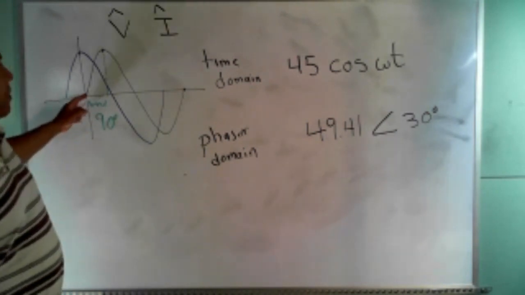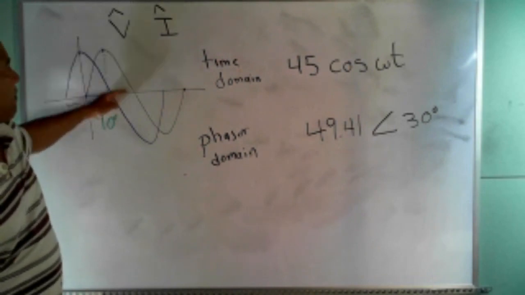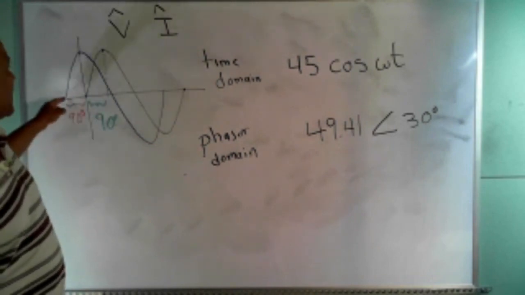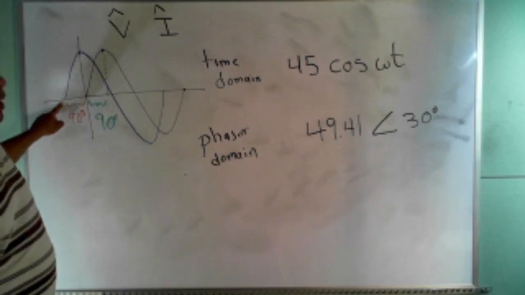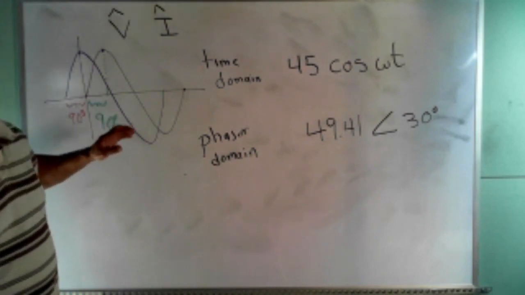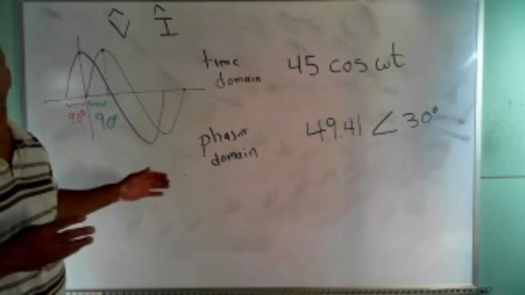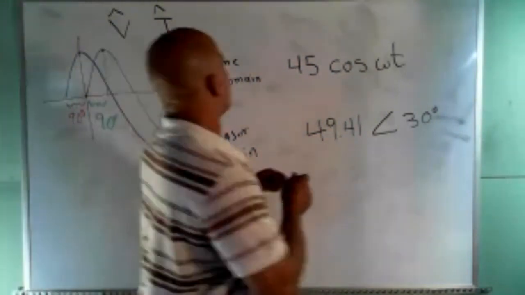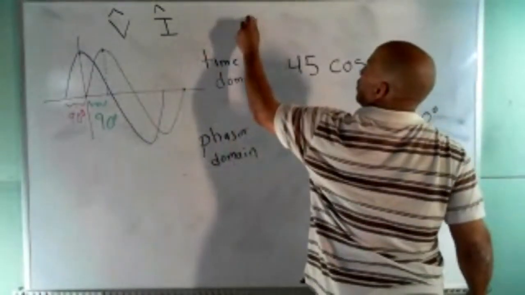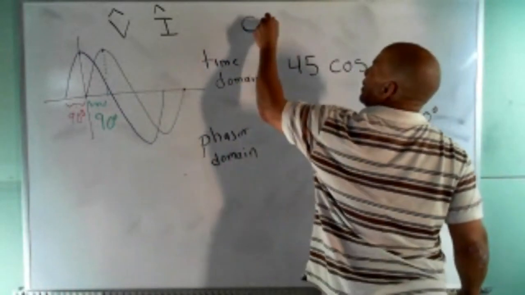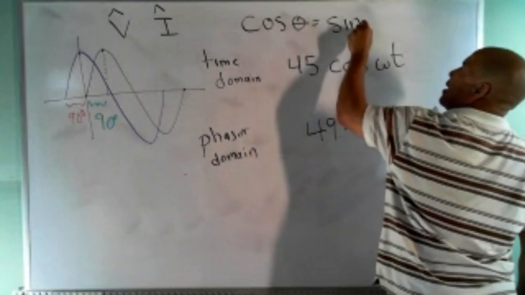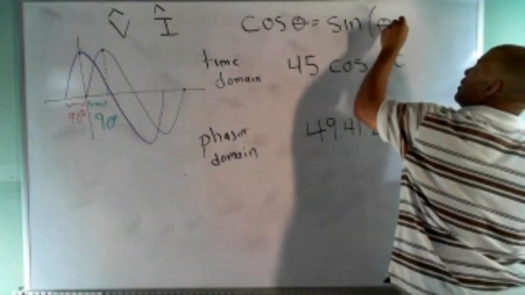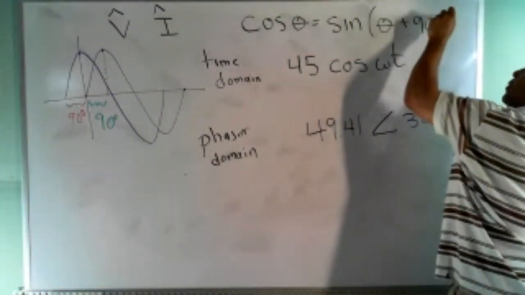If you think about it, here's a sine wave. Now, I don't know if you know a cosine wave, but when I shifted that over 90 degrees, that's a cosine wave. So a cosine wave, all it is is a sine wave shifted by 90 degrees. So cosine theta is equal to sine of theta plus 90 degrees. You want to remember that.